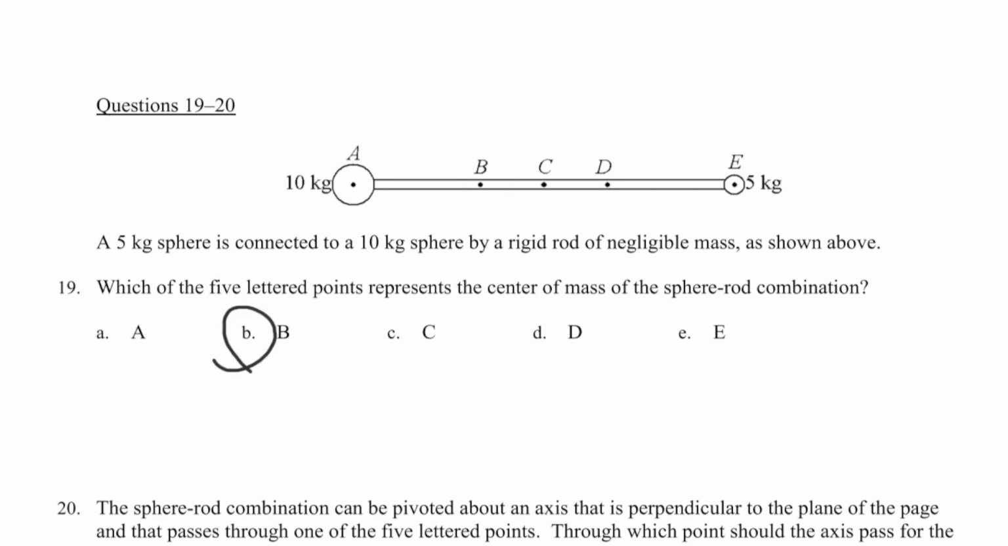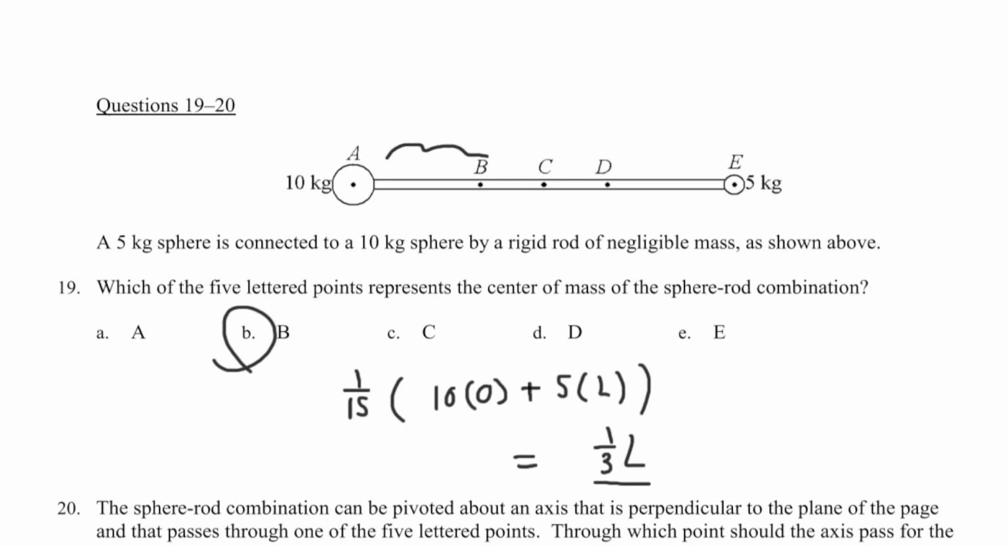But if you work it out mathematically, you will see that you'll find something consistent with point B. So if you do the formula for center of mass, you'd find that it's 1/15, because 1 over the total mass times, we have a 10 kilogram mass at 0 plus a 5 kilogram mass times a distance L away. So this would just be 1/3 L. And I definitely believe that this is 1/3 of the way along the rod.